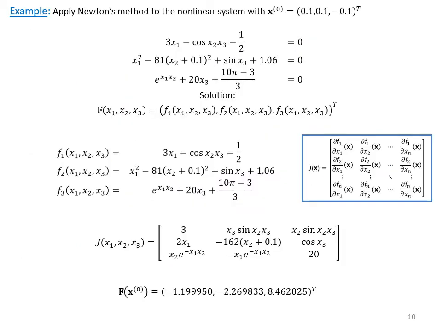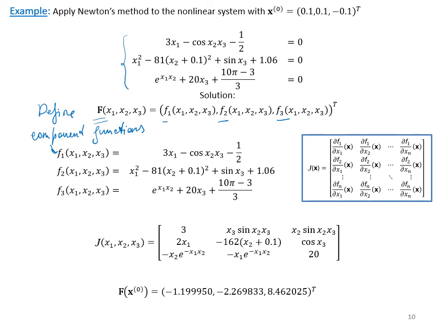Now let's solve a more complicated system. Apply Newton's method to the nonlinear system where we have 3 equations and 3 variables. Before we start actually solving the system, we should define the vector valued function f and its component functions. Just to remind you that f1, f2 and f3 are component functions. We simply equate the left-hand side of each equation to f1, f2 and f3.